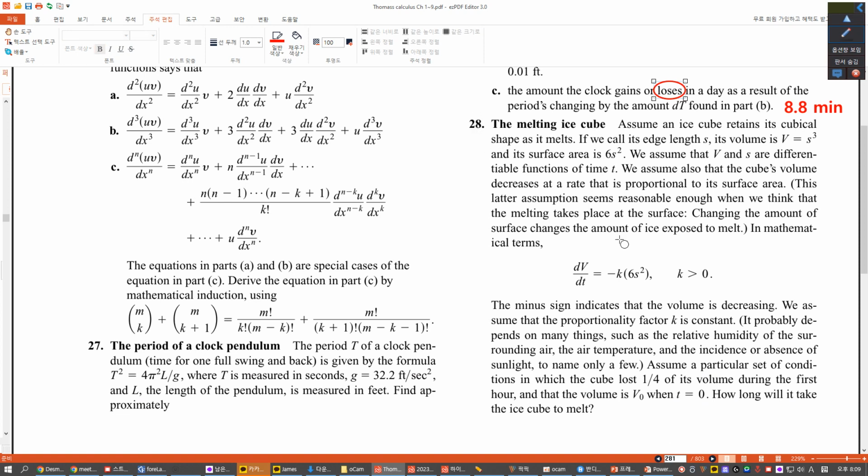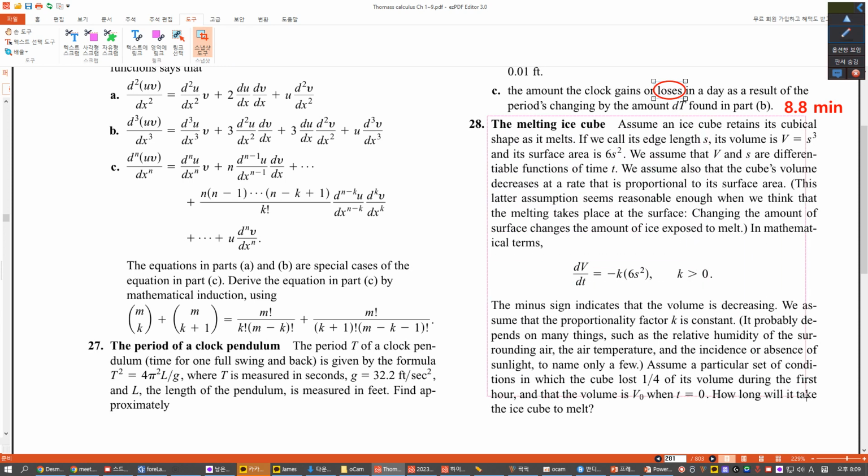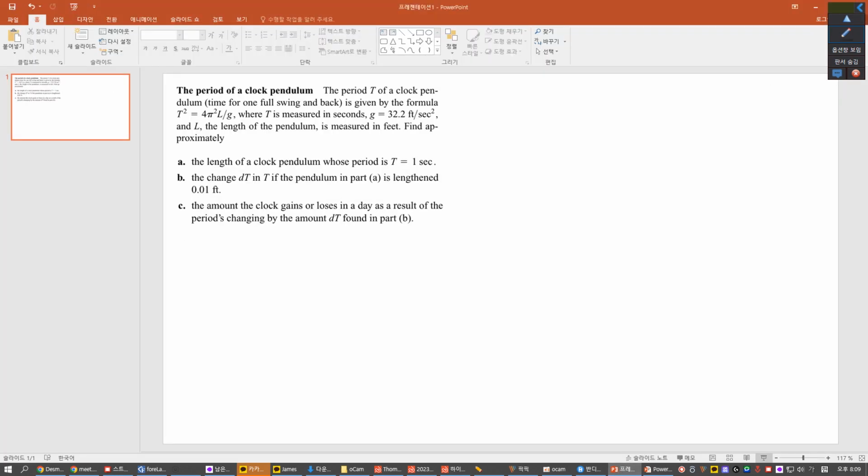And let's think about this melting ice cube using this equation. So we want to find the time for the ice cube to melt completely. Whenever I click this, arrow disappears. Oh, why?